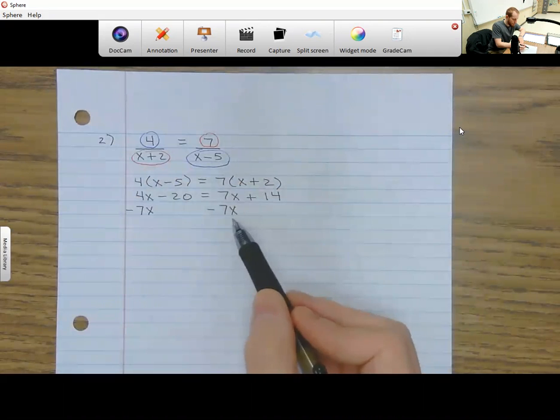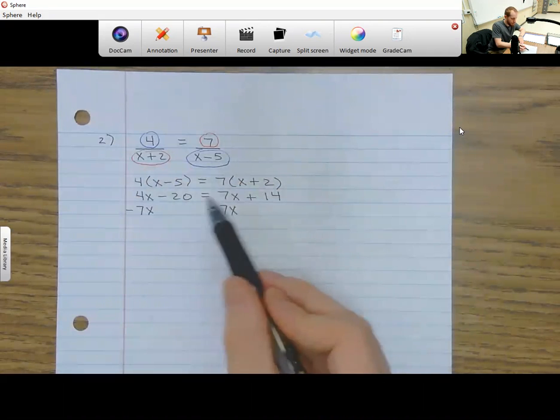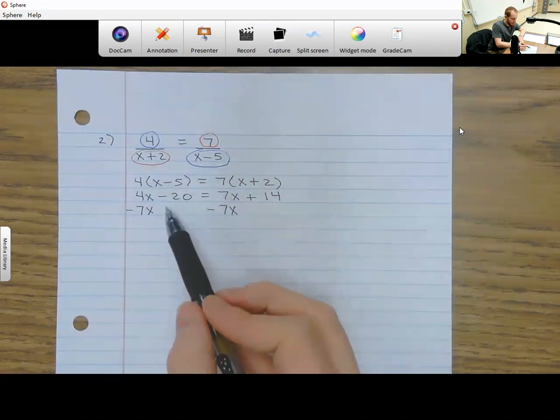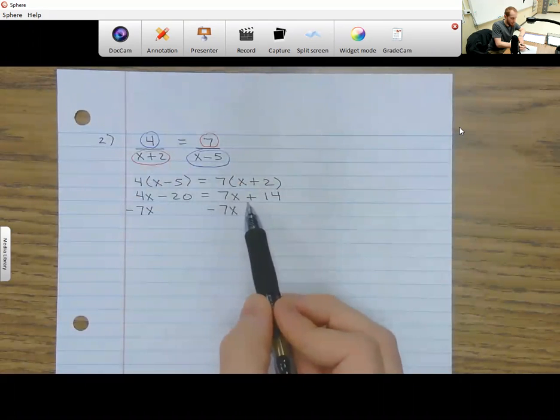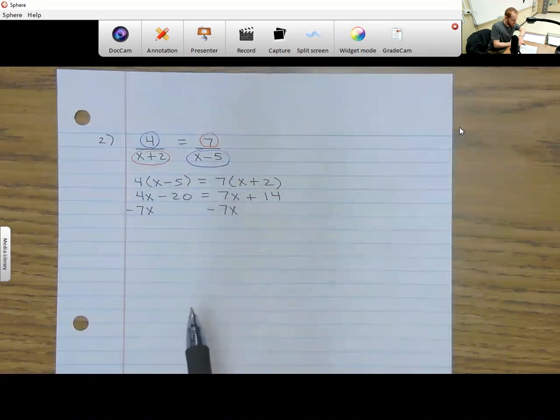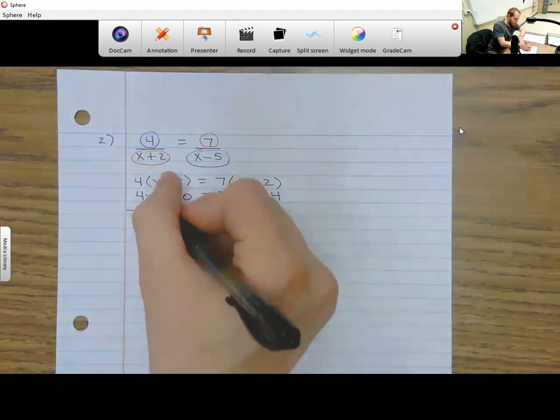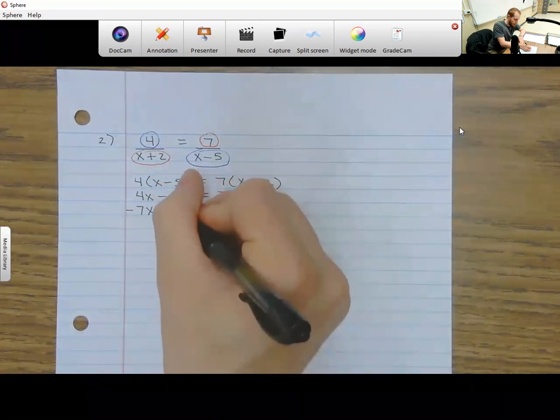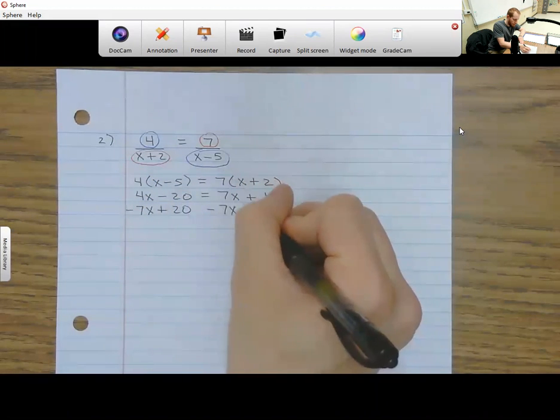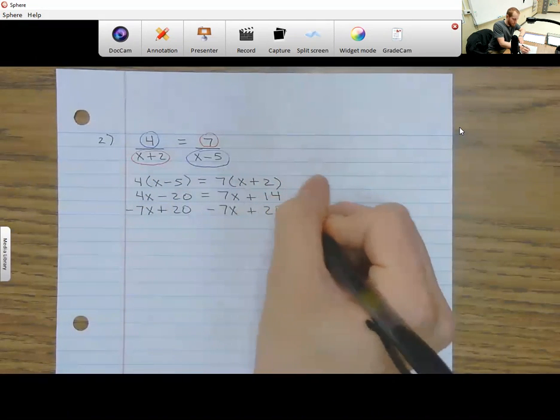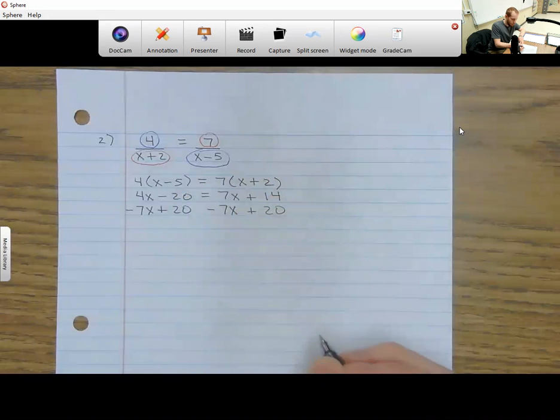Now for the numbers, I need to get all those to the other side. So that means the negative 20 needs to go over to the right side. So how can I do that? Well, since it's a negative 20, I can add 20 to both sides. That'll get rid of the negative 20. So I add 20 to both sides.